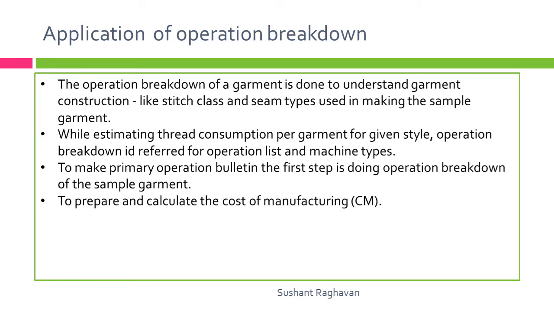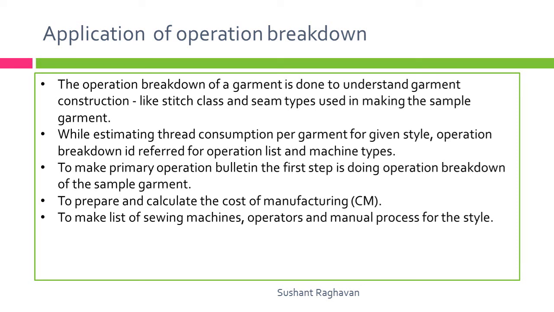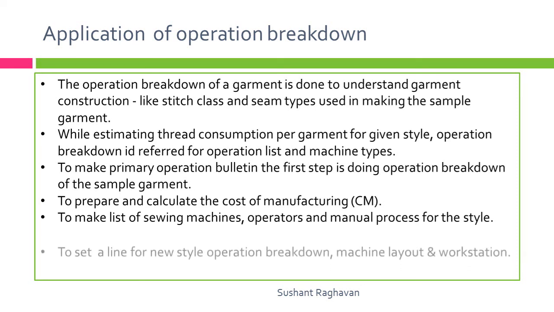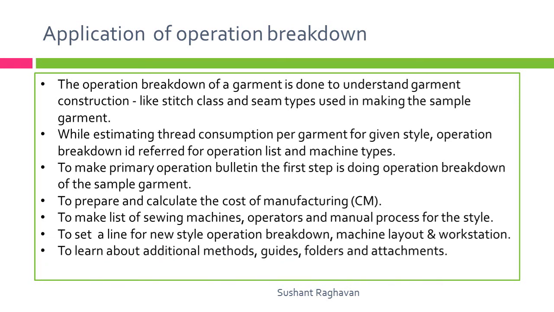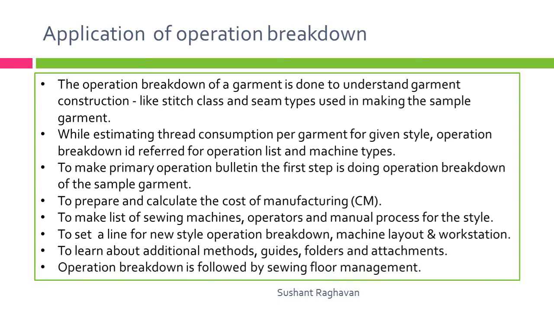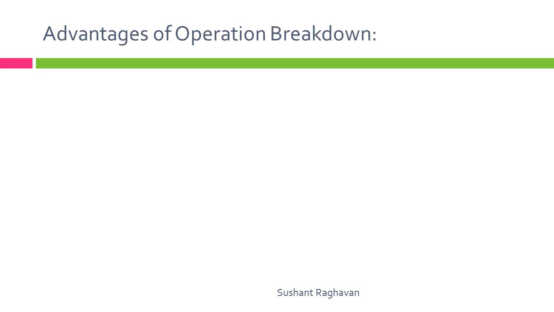To prepare and calculate the cost of manufacturing, CM. To make a list of sewing machines, operators and manual processes for the style. To set a line for a new style: operation breakdown, machine layout and workstation. To learn about additional methods, guides, folders and attachments. Operation breakdown is followed by sewing floor management.